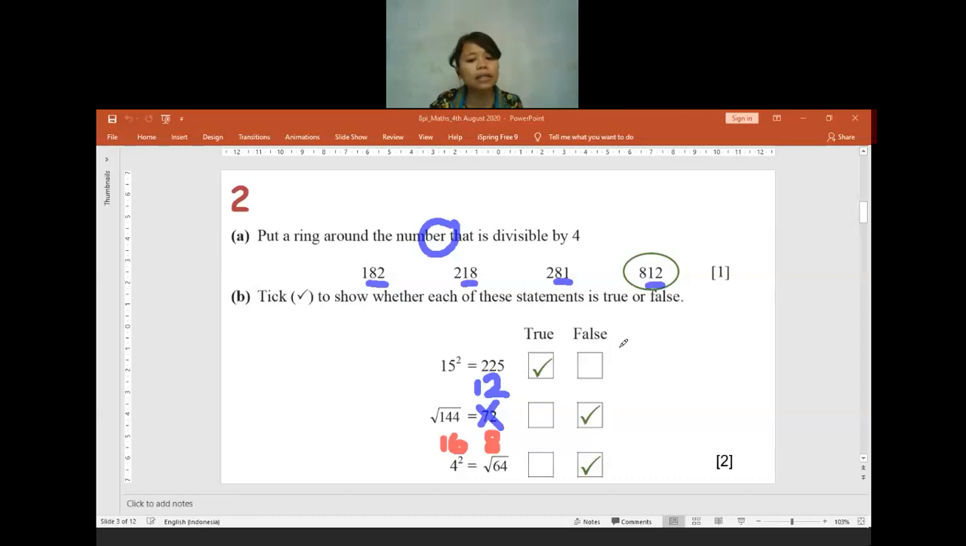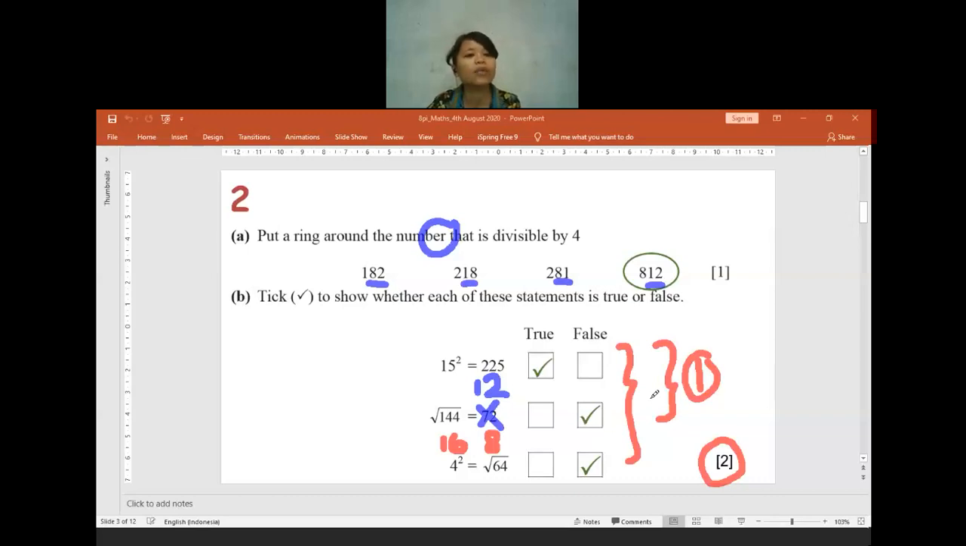If all of your 3 answers are correct, you get 2 marks. If only 2 are correct, it will be 1 mark. If only 1 is correct, you do not get any marks. So you have to get at least 2 statements correct to get 1 mark. For example, if the first statement is correct, the second wrong, and the last correct, you get 1 mark. If the first is correct, and the second and third are wrong, you do not get any marks.